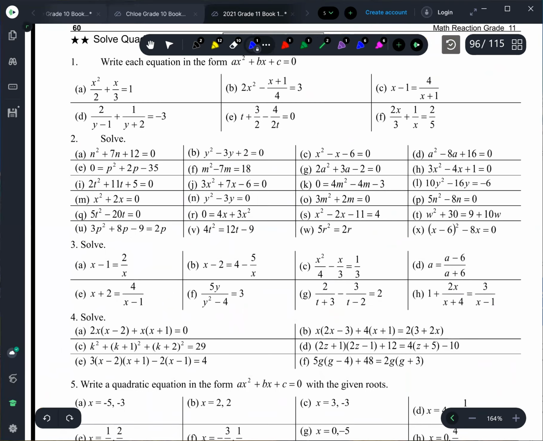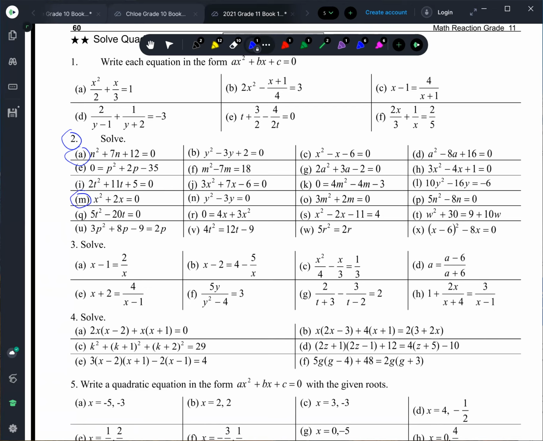For example, look at question 2. I won't select every single one, so I'll pick a few of them. For example, question A, you need to cross multiply, it's already general form. Question M is a GCF question, it doesn't have a third term, so you have to take GCF out. For question V or question W, you need to move terms and make one side equal to 0.